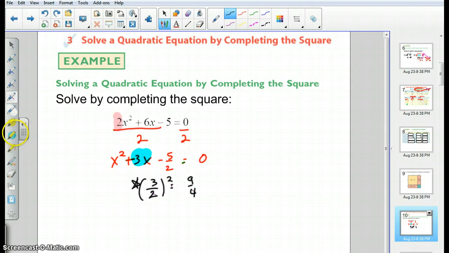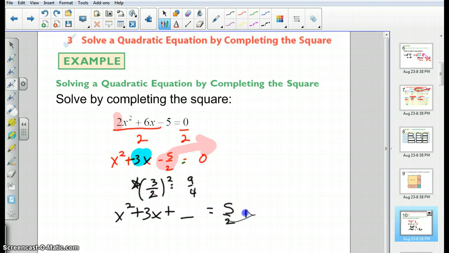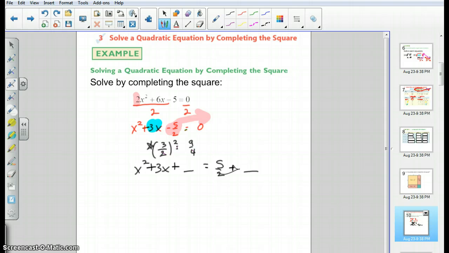So in fact, sometimes it's easiest to get rid of this negative 5/2 on this side and think about what I want to be adding to both sides. I'm going to take this negative 5/2 because it's really not productive on this side, and I'm going to throw it over on the other side. So we can just get rid of that negative 5/2 and set ourselves up for completing the square. So I'm left with x squared plus 3x plus some number that I'm going to add to both sides is equal to 5/2 plus some number. Well, I've already decided that the number is going to be 9/4. So we're going to add 9/4 to both sides.